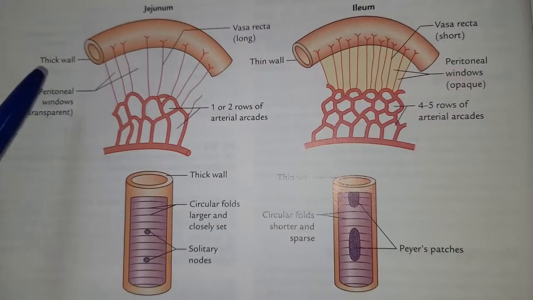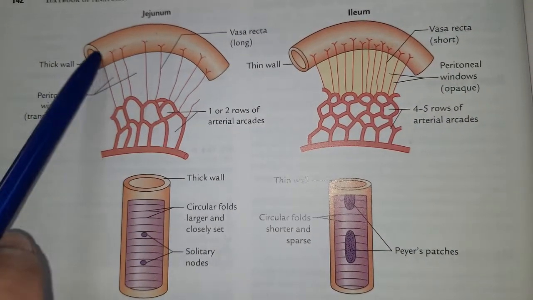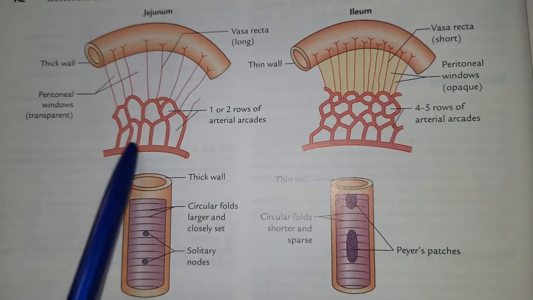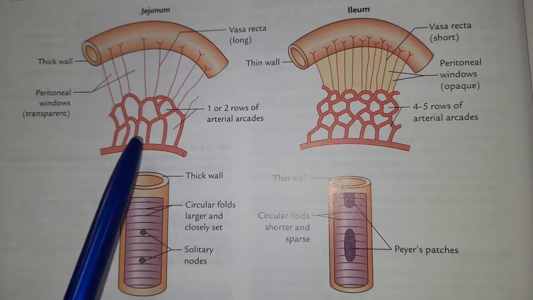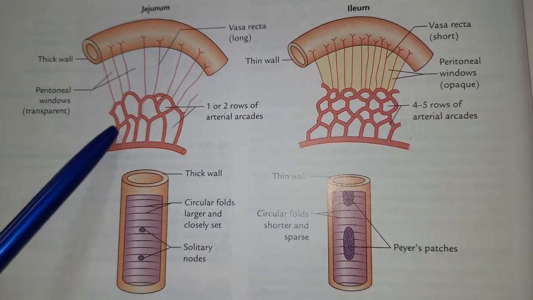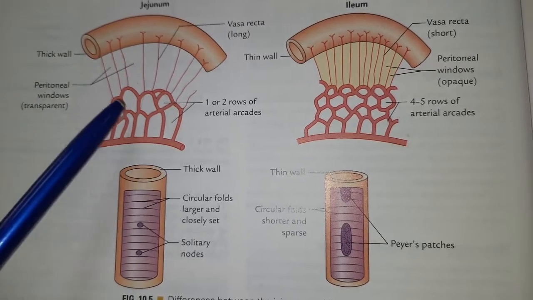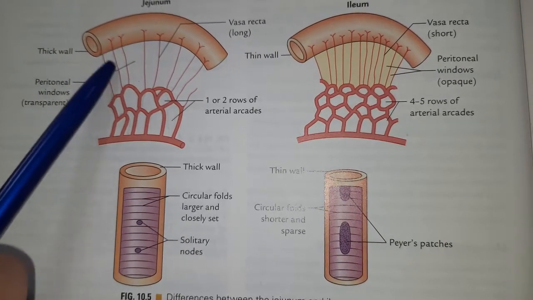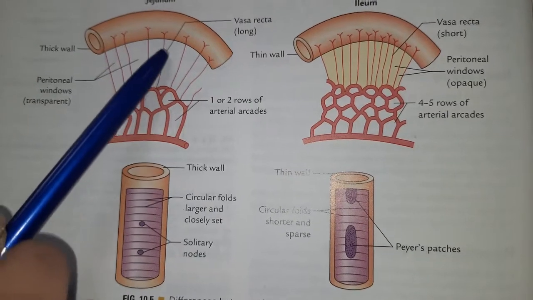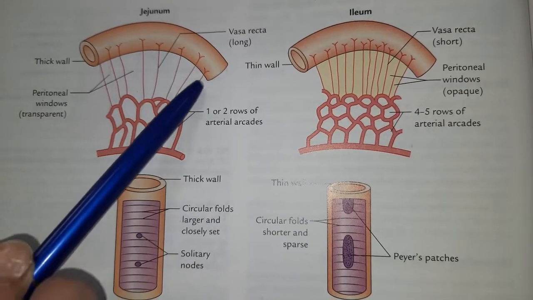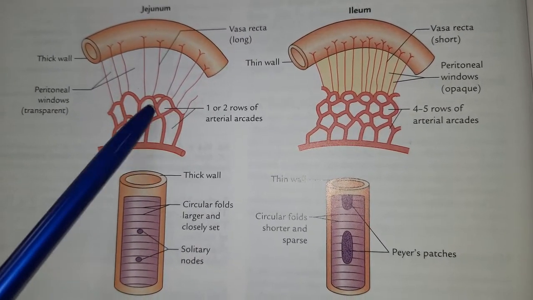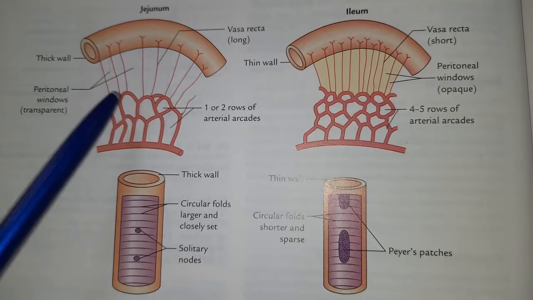In this picture you can see this is the jejunum and this one is the ileum. The superior mesenteric artery supplies both the ileum and the jejunum by forming the arterial arcade, and then the arterial arcade gives straight branches to supply the jejunum and ileum. These branches are known as the vasa recta. Recta means straight.